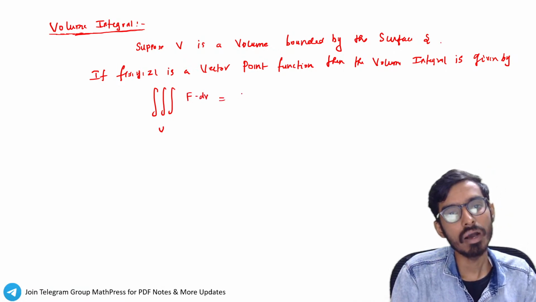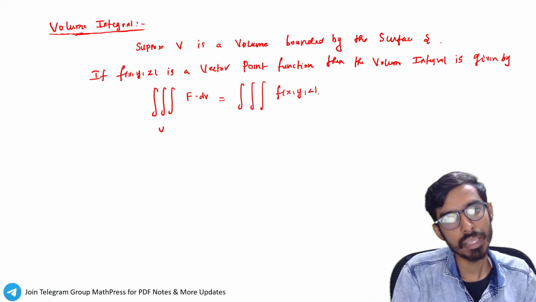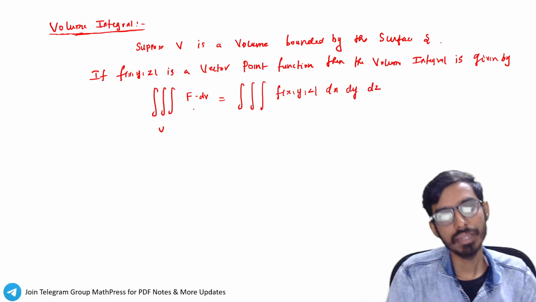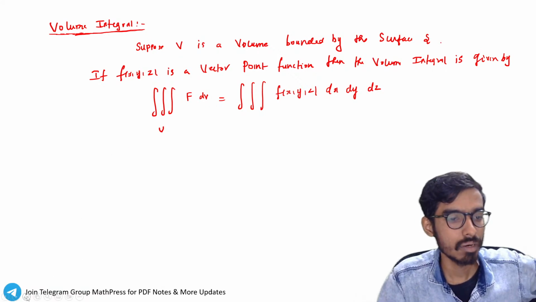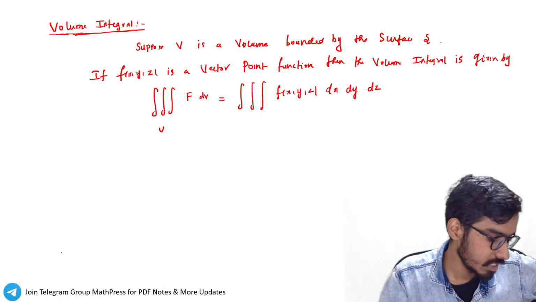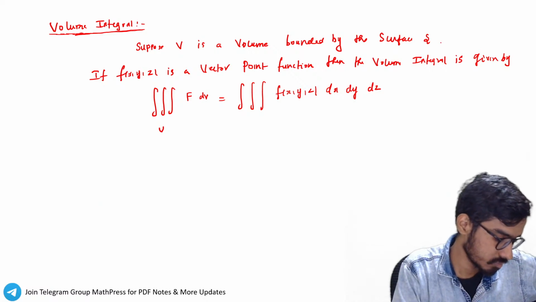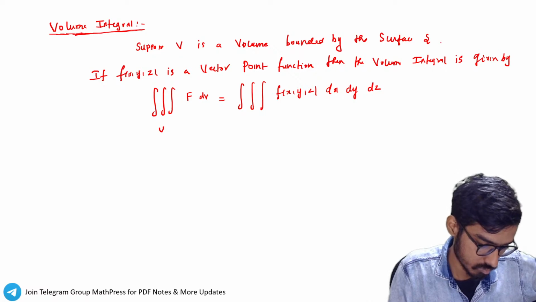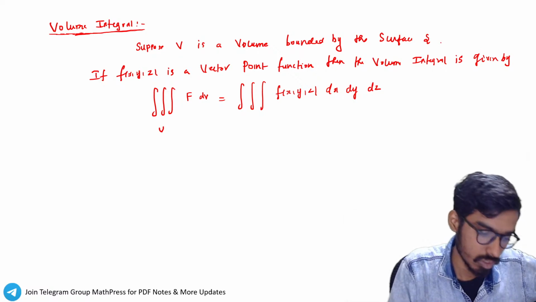This can also be written as F of x comma y comma z dx dy dz. So dV is dx dy dz. This is a normal F dV, it is not a dot product. So F of x comma y comma z into dx dy dz. Okay, so we'll do the problem now.